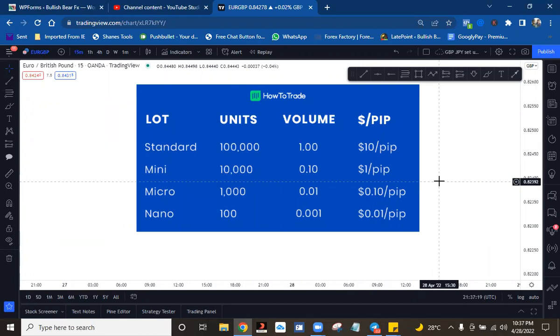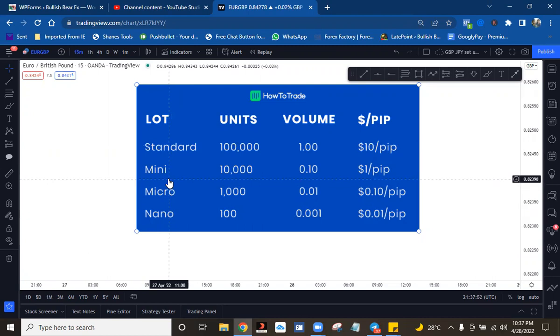Now, out of all these lot sizes, the most used are standard, mini, and micro, especially for currency pairs. You can likely see nano in volatility indexes and those ones. Like VIX 75, you'll be able to see nano lot size in VIX 75. But for our training, which is currency pairs, we'll be dealing with just these 3 lot sizes.